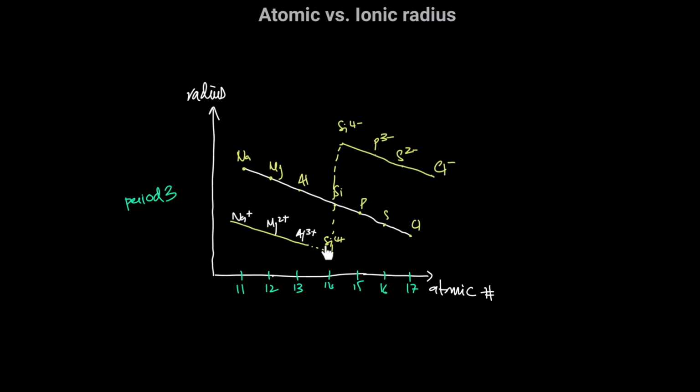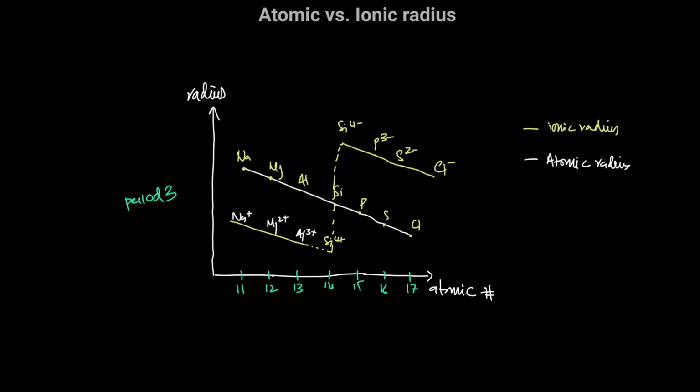If you just look at the ionic radius, you see a decreasing trend for the radius of the cations, then a big jump from the cations to the anions, and then again a decreasing trend. So the trend line in yellow shows the ionic radius, and the trend line in white shows the atomic radius.